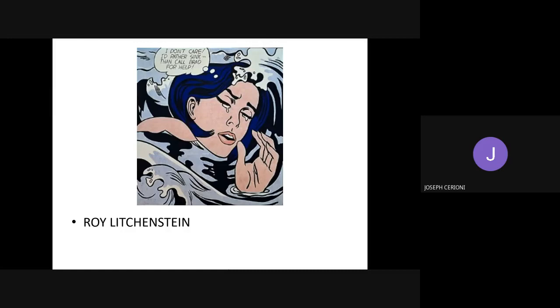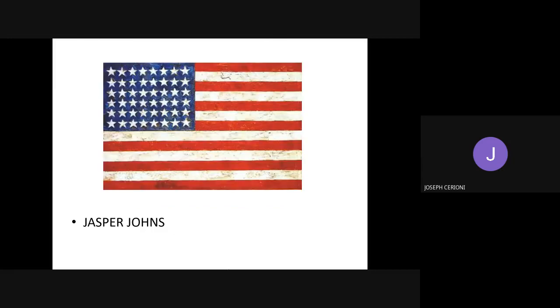Roy Lichtenstein was a pop artist who liked to base his work on comic books. And as well as capturing single frames, such as this one, he'd also copy the style of art in comic books with thick outlines, but also dots to try and make up certain areas of color, like they were printed.